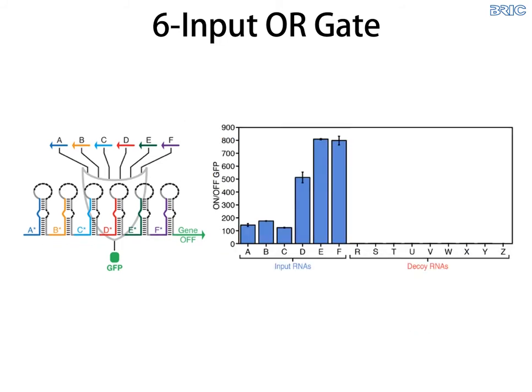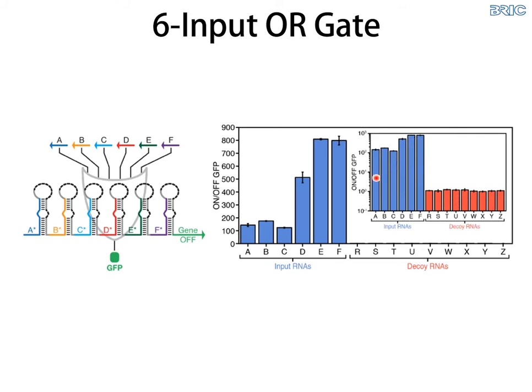So this is the result of the quantification. You can see that you have a pretty good expression for all the inputs, and almost no expression for all the non-cognate inputs. Because it's hard to see, you can put it in log scale to make it clear that there's almost no expression downstream for any non-cognate inputs.